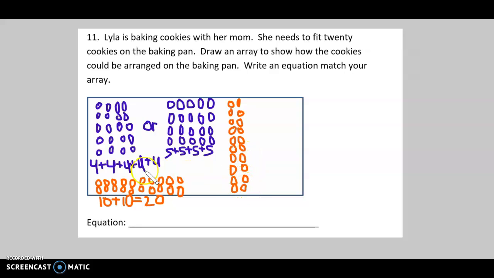20. Or you could have done 2 rows, 10 in each row, and then 10 plus 10 equals 20. Or you possibly could have done 1 row of 20 or 1 column of 20. But most likely you did one of these 4. One of these 4 that I showed you.